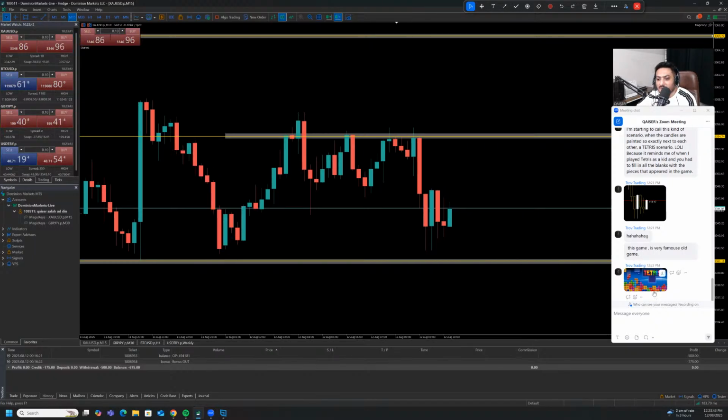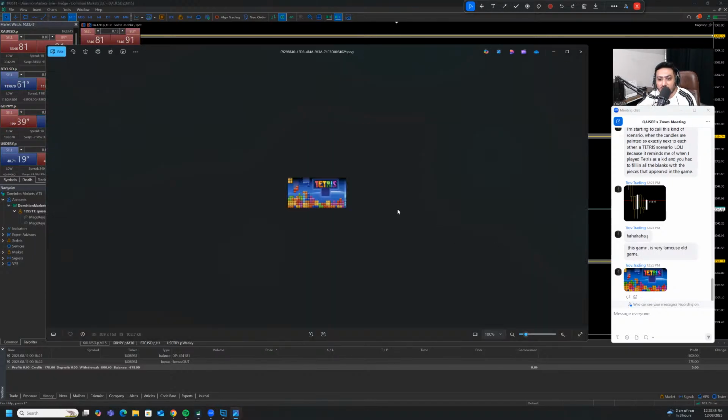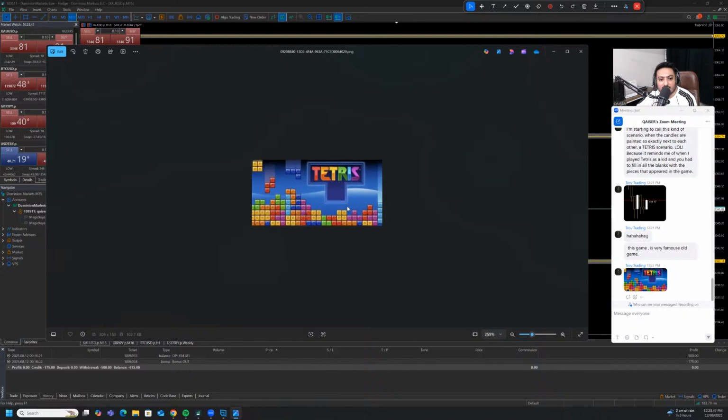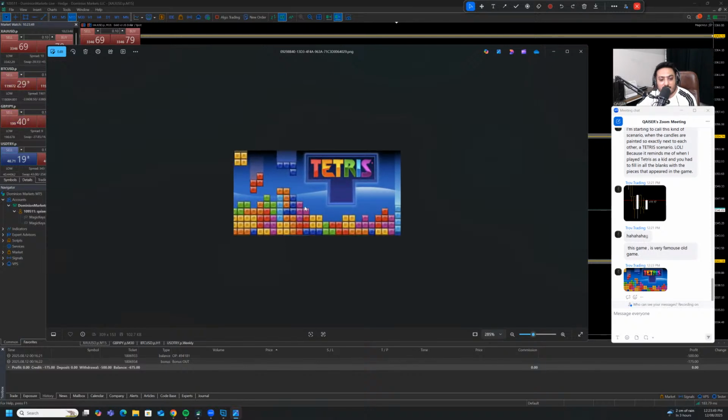Okay, this one, the blocks game. Okay, this is called Tetris. So we just called it like a block game.